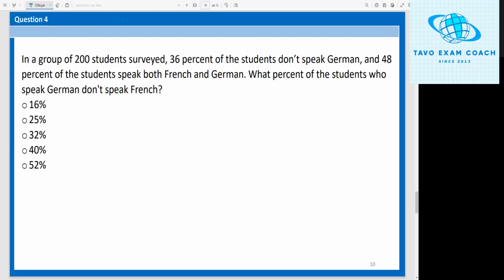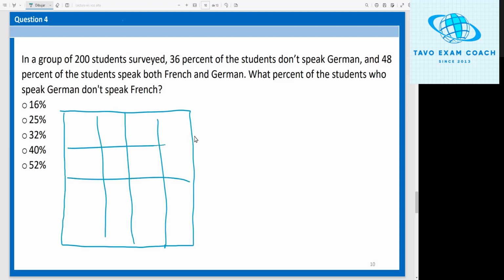We can build our double entry table to represent the four counting groups. We'll represent the first intersecting characteristic, speaking German, vertically in the two columns. So here will be the people speaking German and the people not speaking German. In the two rows, we'll have people who speak French and people who don't. We'll fill the table using percents, so we place 100 in the position of the total number of elements.